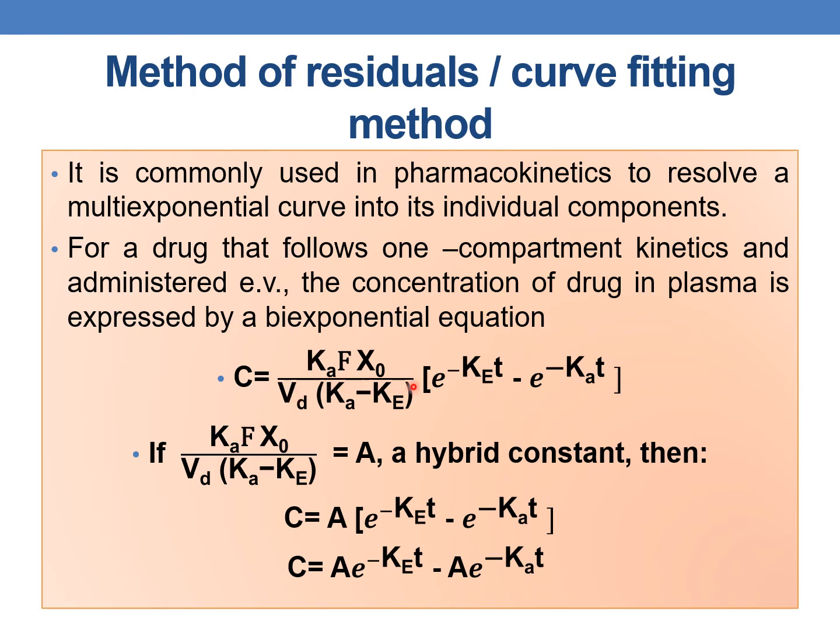C is equal to Ka F X naught by Vd into Ka minus Ke into e to the power of minus Ke t minus e to the power of minus Ka t. So this is the bi-exponential form. These two are the exponents. And if we consider Ka F X naught by Vd into Ka minus Ke is equal to a hybrid constant A, then the equation is reduced to C is equal to A into e to the power of minus Ke t minus e to the power of minus Ka t. That is nothing but C is equal to A into e to the power of minus Ke t minus A into e to the power of minus Ka t.